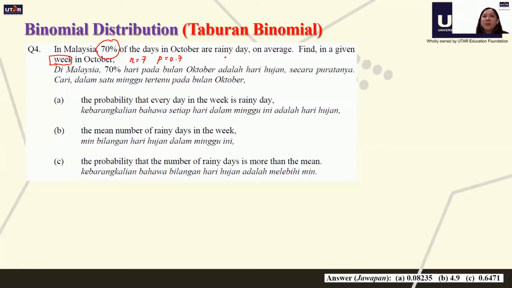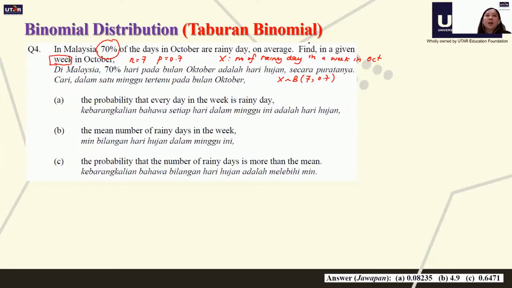One more time, I will mention what my X is first. X refers to the number of rainy days in a week in October. So I can say that it will follow a binomial distribution. The n is 7 and the probability of success is 0.7. You have 7 days in total for a week, then you have 70%, which is 0.7 for the p, to put into the binomial distribution.